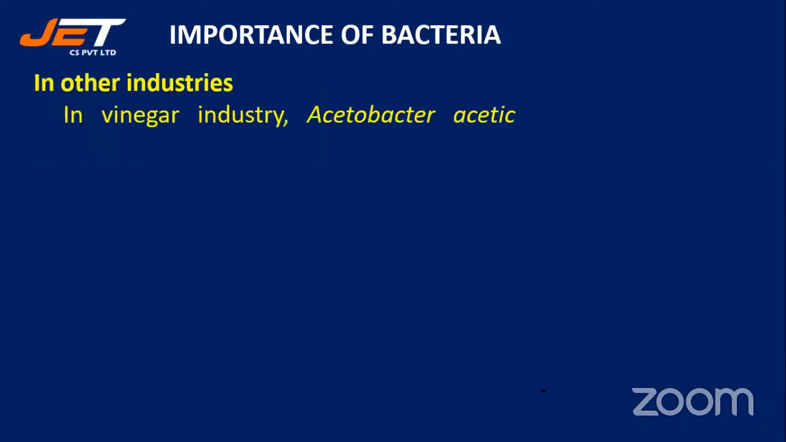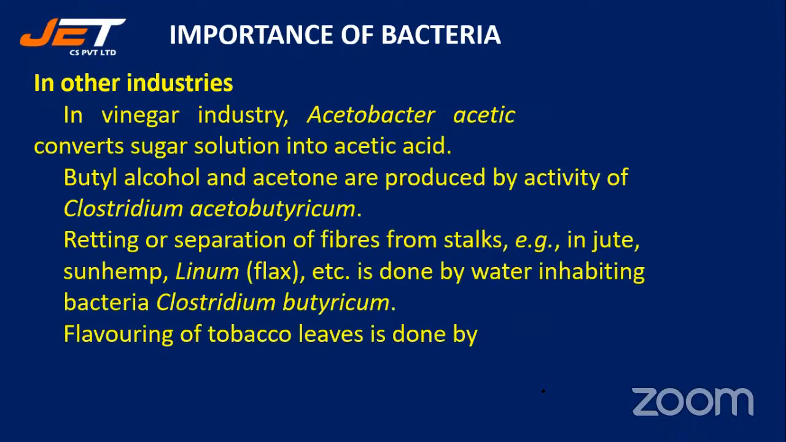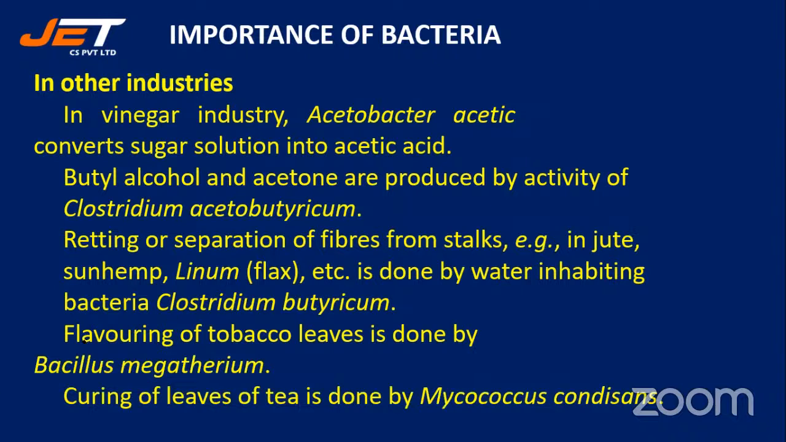In other industries, Acetobacter aceti converts sugar solution into acetic acid. Butyl alcohol and acetone are produced by the activity of Clostridium acetobutylicum. Retting, or separation of fiber from stalks, for example in jute, sun hemp, linseed, flax, etc., is done by water-inhabiting bacteria, Clostridium. Fibers in jute don't need the water, so these bacteria separate the fibers from the stalks.